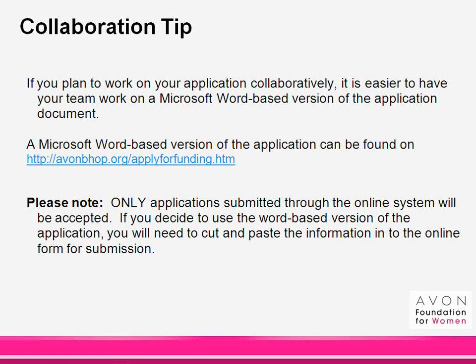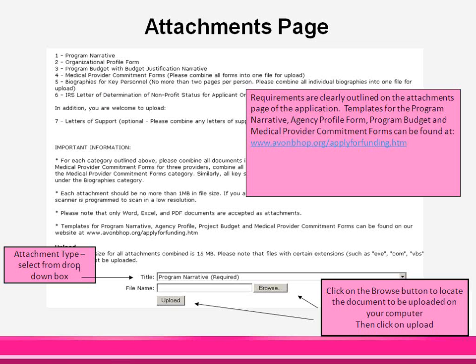Collaboration tip. If you will be working with others to complete your application, it may be easier to use a Microsoft Word-based version of the application document, which can be found on the website. Please note, however, that only applications submitted through the online system will be accepted. So if you decide to use the Word-based version of the application, you will need to cut and paste the information into the online form for submission.